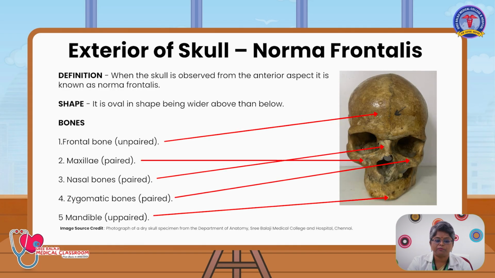The next view that we'll be seeing is the norma frontalis. When the skull is observed from the anterior aspect, it is called norma frontalis. It is oval in shape, wider above than below. What are the bones forming the norma frontalis? The frontal bone, the maxilla, the nasal bone, the zygomatic bones, and the mandible.